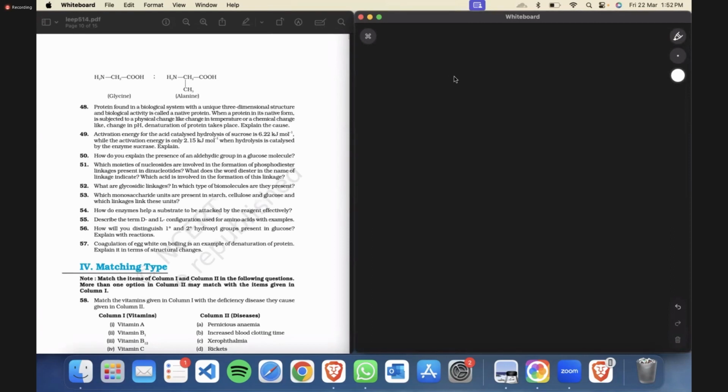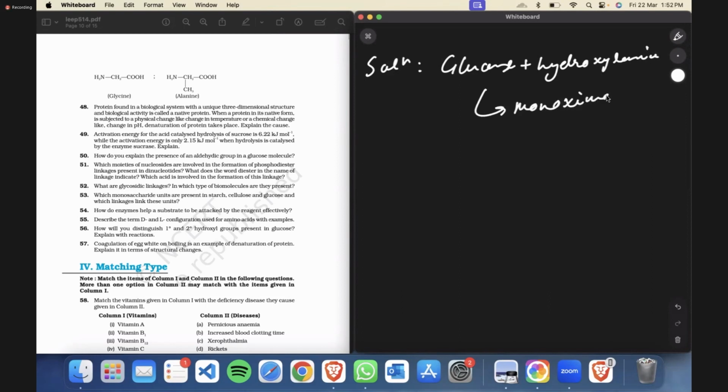You should know this solution: glucose reacts with hydroxylamine to form a monoxime and adds one molecule of hydrogen cyanide to give cyanohydrin. So this is the proof that you have to remember for the presence of an aldehyde group. Example, if I write the equation for this whole thing, aldehyde group, CH2OH, whole 4.